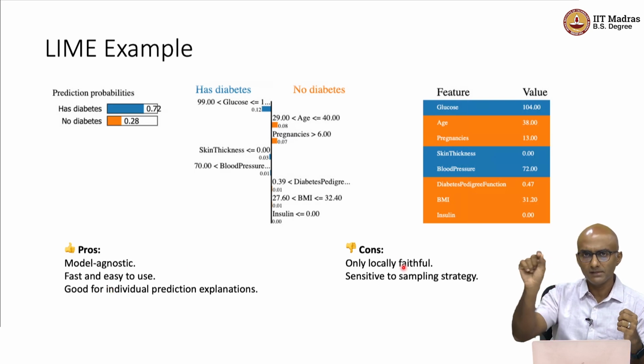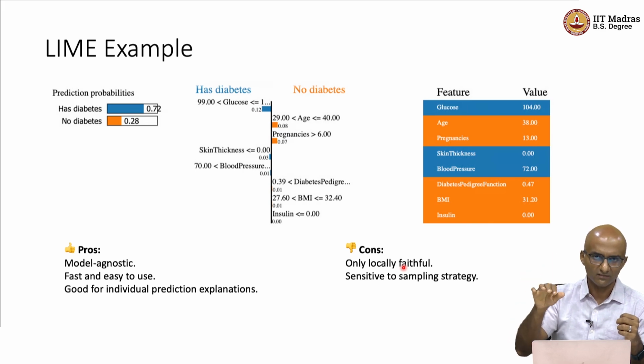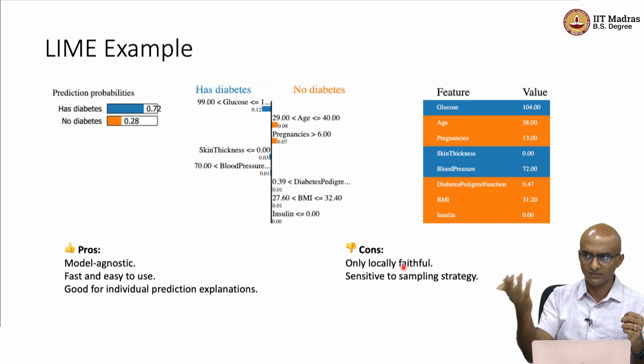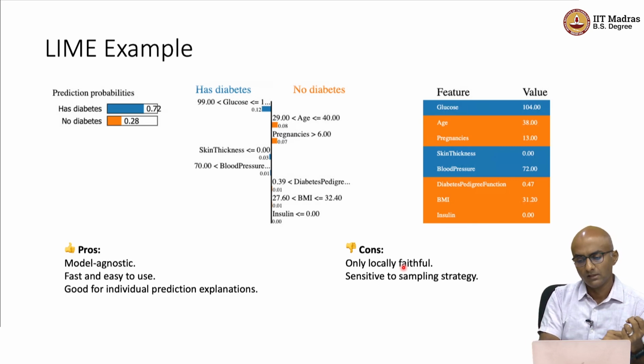The problem is that it's only locally valid, right? So it's only locally faithful. So if you test it with a different sample, then the nature of the explanation is going to be completely different. And it's sensitive to the sampling strategy. So that's the gotcha with LIME.